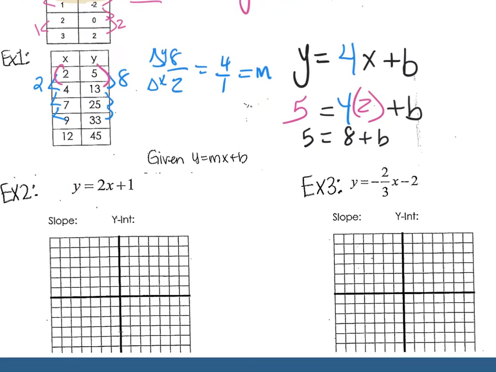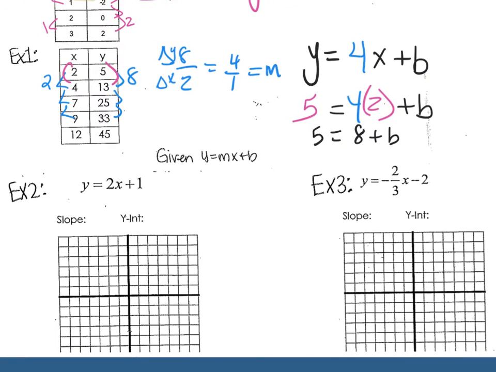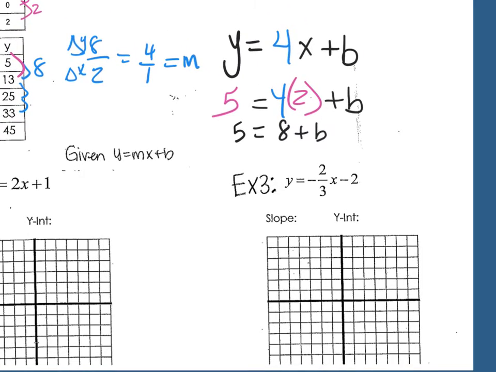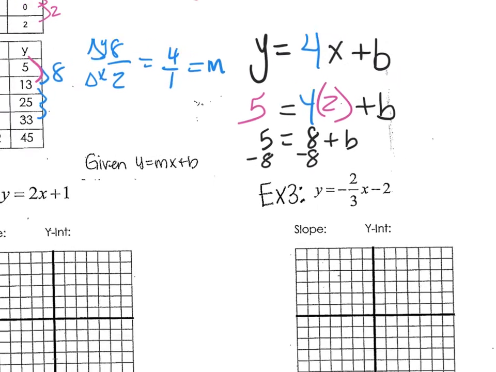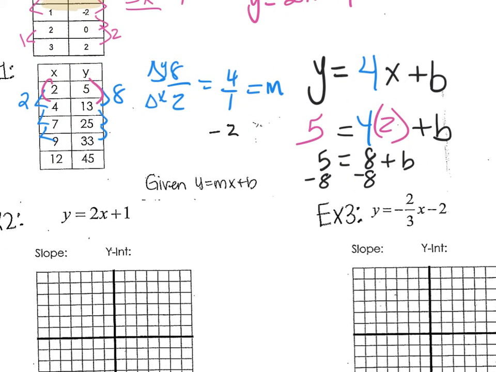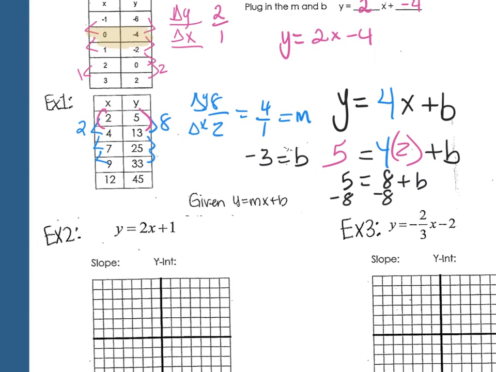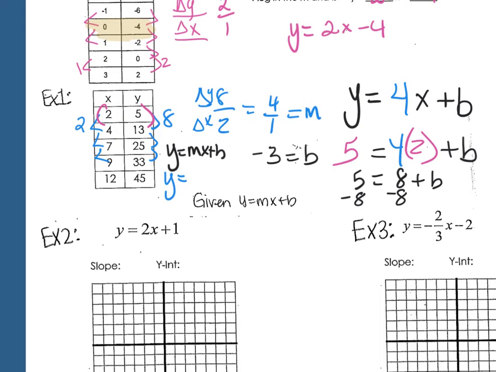So then how do we solve from here? Think about a one-step equation. How do you solve a one-step equation? Minus 8. So what is my b? I've got my m. What's my b? My slope, my intercept. Negative 3. So put it all together in y equals mx plus b format. Using what we've got. So y equals 4x minus 3.